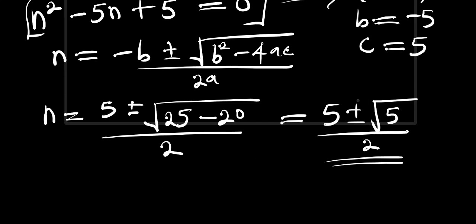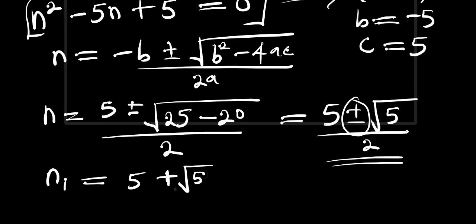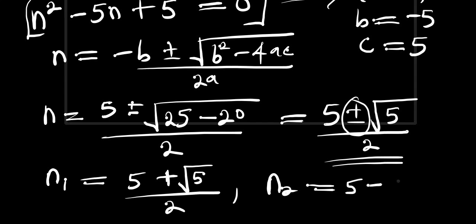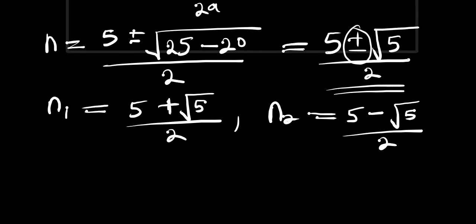Now here is plus or minus, so that means we're going to have n1 equals 5 plus root of 5 divided by 2, and we have n2 equals 5 minus root of 5 divided by 2. Now that is okay. We have solved for n1 and n2. Now it's time to solve for m.